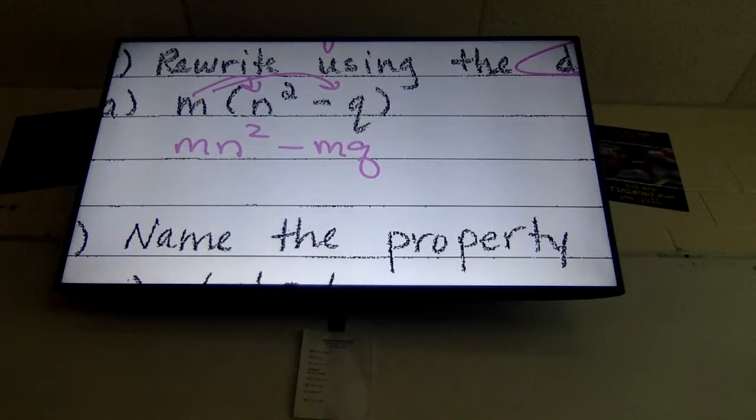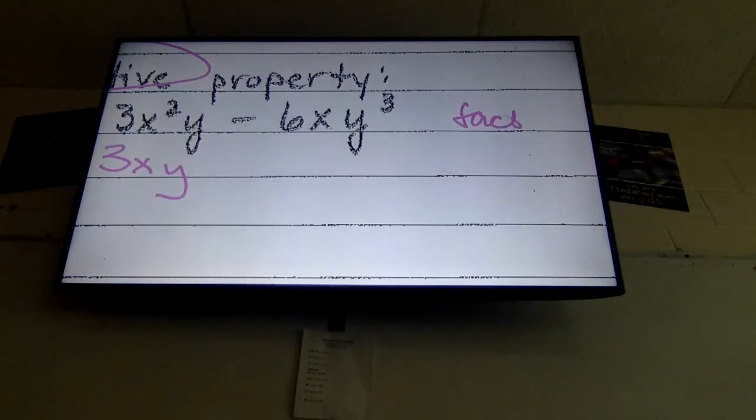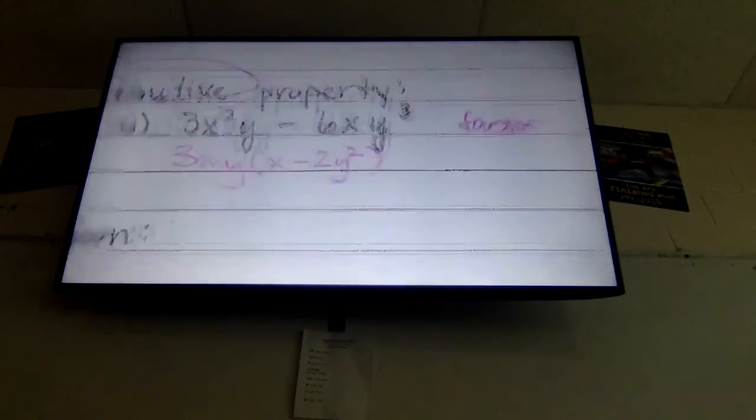Easy. The second one, though, doesn't look like that, right? What do I do for this one? Take out a 3. Take out a 3 and an x and a y. We're essentially factoring this, so we're going backwards. 3 and x and y is the most common stuff that's in both of those terms. What's left when we take that out? Everyone agree with that? Yes. All right. Pretty self-explanatory.